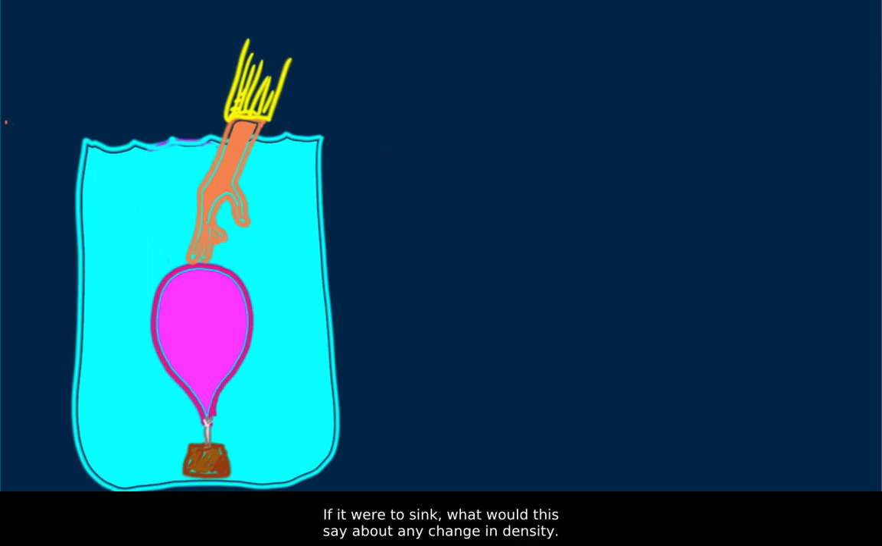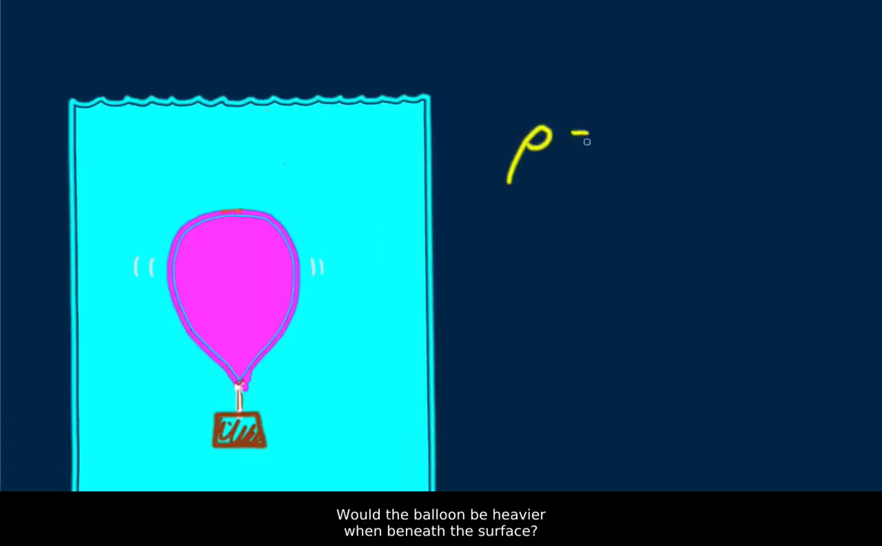If it were to sink, what would this say about any change in density? To sink, it means it would become denser. But how? One of the terms in the equation for density, weight over volume, has to change. First, weight. Would the balloon be heavier when beneath the surface? I think you can agree no.